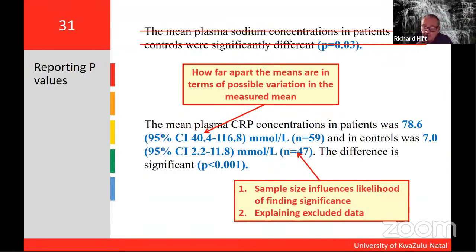And sample size influences the likelihood of finding significance. If, for example, your p-value was not significant, your reviewer or marker might say, that still does not negate their hypothesis, that's a very small sample size. I suspect that with a larger sample size, that p might become significant. They couldn't say that if you didn't quote the sample sizes.